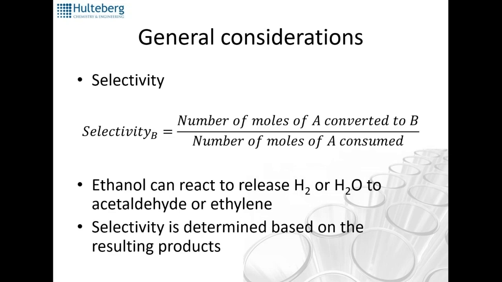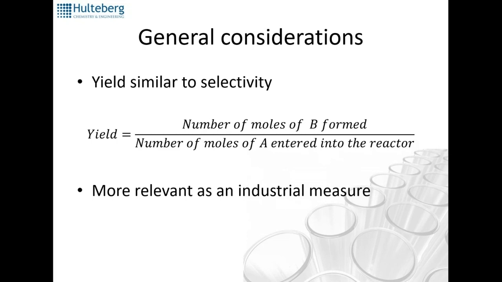And selectivity is actually determined based on the resulting products, but we have another measure, which is yield, which is perhaps more industrially relevant because it actually has the same numerator, so the number of moles of B formed on the above the line, and then of course instead of having the number of moles of reactant converted, we actually take all of the number of reactants coming into the reactor instead, because unconverted material is also problematic, and it's also to some extent considered a loss, even though you can recover it by separating it from the products. So yield is a more industrially relevant measure.